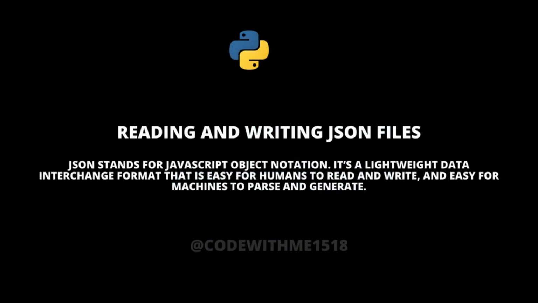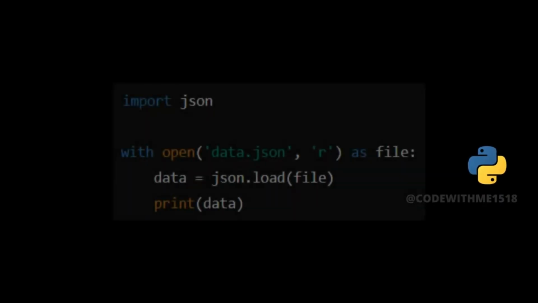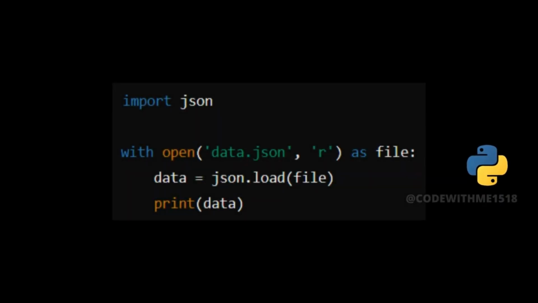Let's start with JSON, which stands for JavaScript Object Notation. It's a lightweight data interchange format that is easy for humans to read and write, and easy for machines to parse and generate. Here's an example of reading a JSON file. In this example, we use the json.load function to read data from a JSON file and print it.